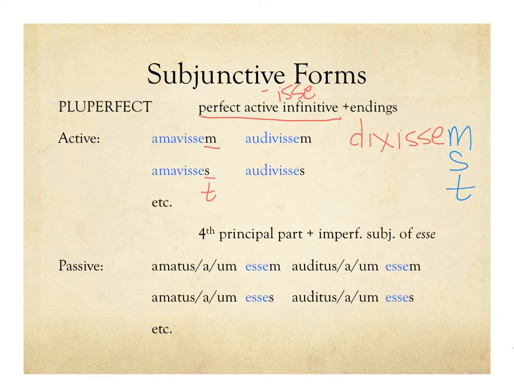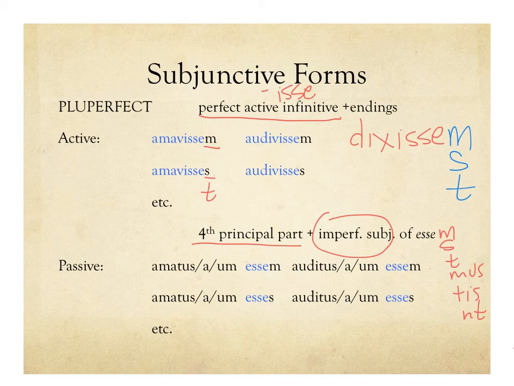And for the passive, we're going to do what we did for the perfect. That is, we're going to use that fourth principal part, and then we'll add, instead of the present subjunctive, the imperfect subjunctive of esse. Remember the imperfect subjunctive, we use the present infinitive plus m, s, t, mus, tis, nt. And so we would have amatus essem, amata esses, auditus essem, auditum esses, right, etc. So these are completely, completely regular.